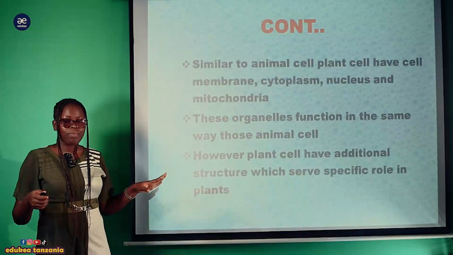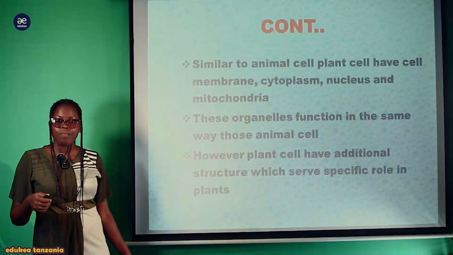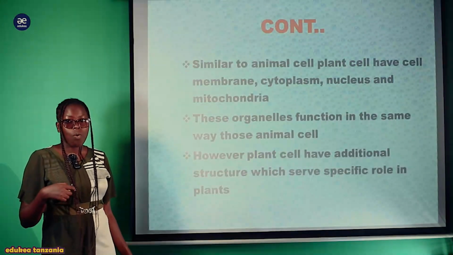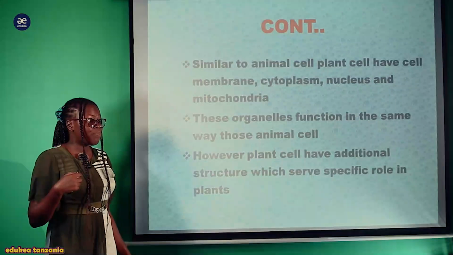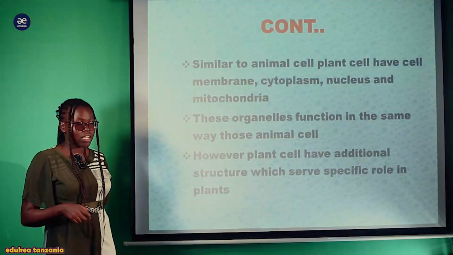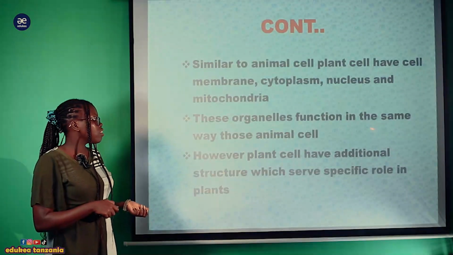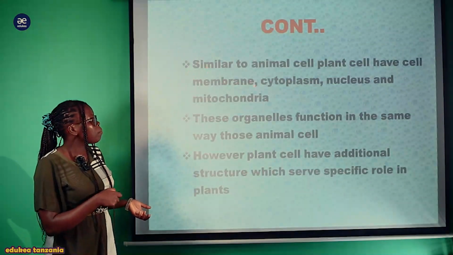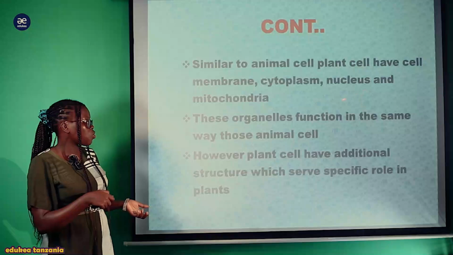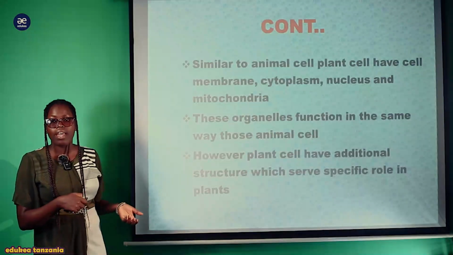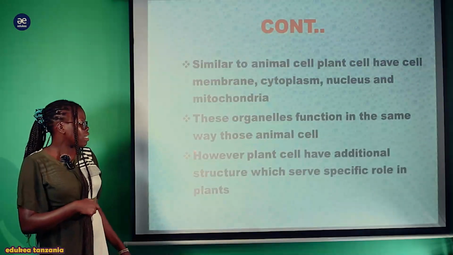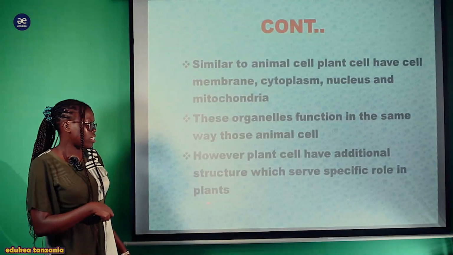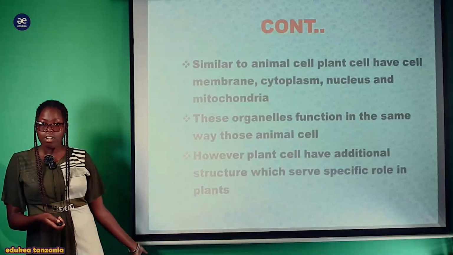Now let us see why the plant cell has these structures and the animal cell lacks them. These organelles function in the same way as in the animal cell. The cell membrane, cytoplasm, nucleus, as well as mitochondria, work the same way as in the animal cell. However, the plant cell has additional structures which serve specific roles in the plant, and these additional structures are the chloroplast, a cell wall, and vacuoles, and we will see how they perform those roles.